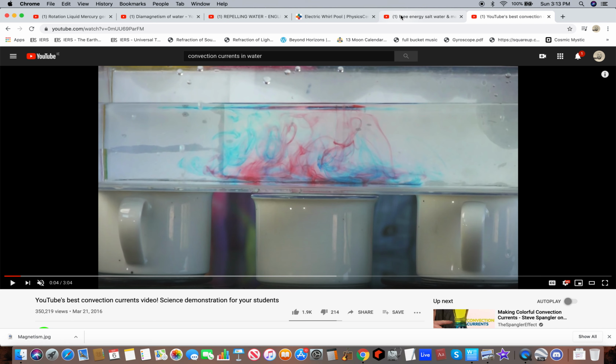So what happens with the salt water is there is a moving electric charge, because the water is diamagnetic, and with the salt being such a good conductor of electricity, what you end up with is the water moving, which is a moving electric charge, creating an opposing magnetic field. So what's happening is you have a lot of turbulence going on within salt water because of electricity and the water being diamagnetic.